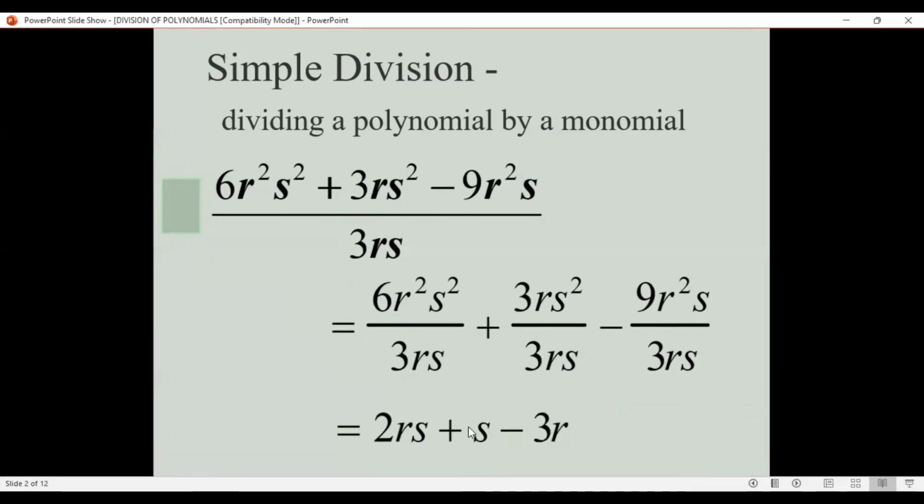And then plus, we can now cancel the 3 here, so 3 over 3 is 1. R divided by r is also equivalent to 1, and s squared over s will simply give us the s. And then the last term, where you have 9 divided by 3, that's of course 3, and you have r squared again divided by r, so that's basically just r, and the s will automatically be cancelled. Okay, so let's have another example.